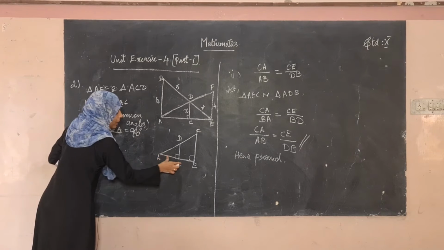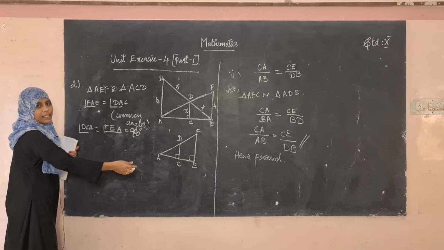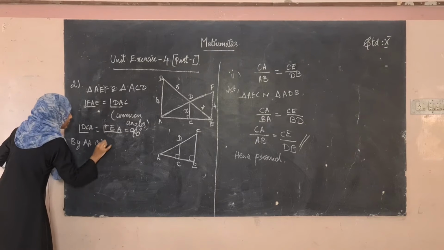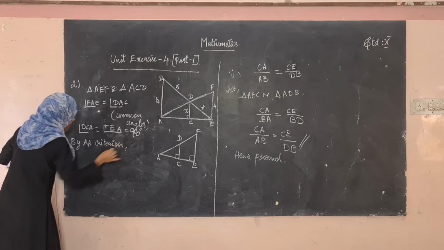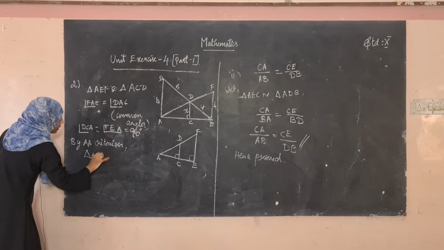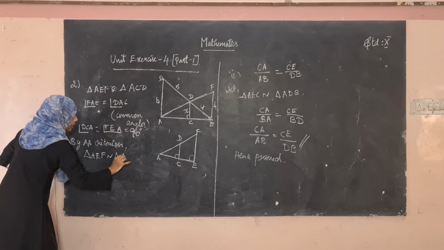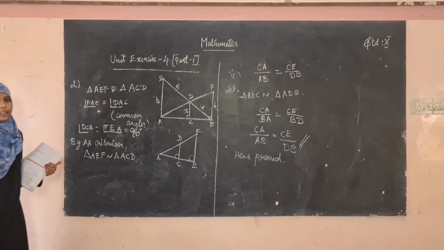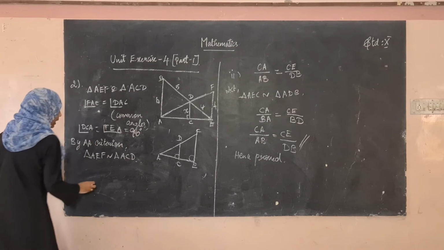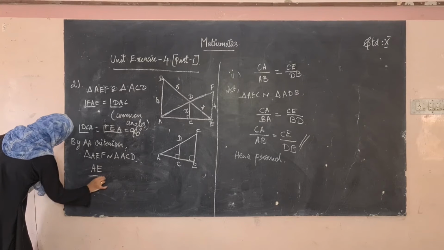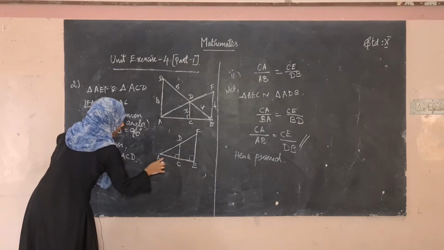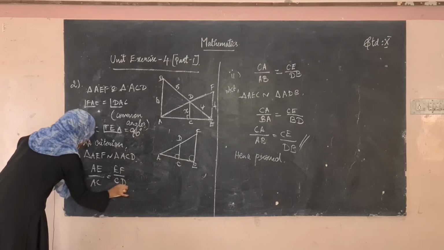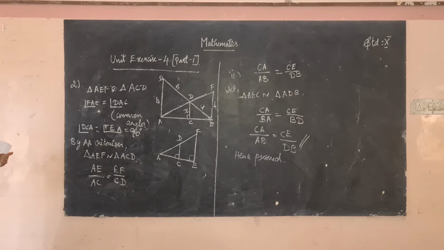Here two angles are common for these two triangles, two of its angles are same. Then by AA criterion, we can say that triangle AEF is similar to triangle ACD. If they are similar, we can say that the corresponding sides are in ratio. So we can take AE divided by AC is equal to EF divided by CD.